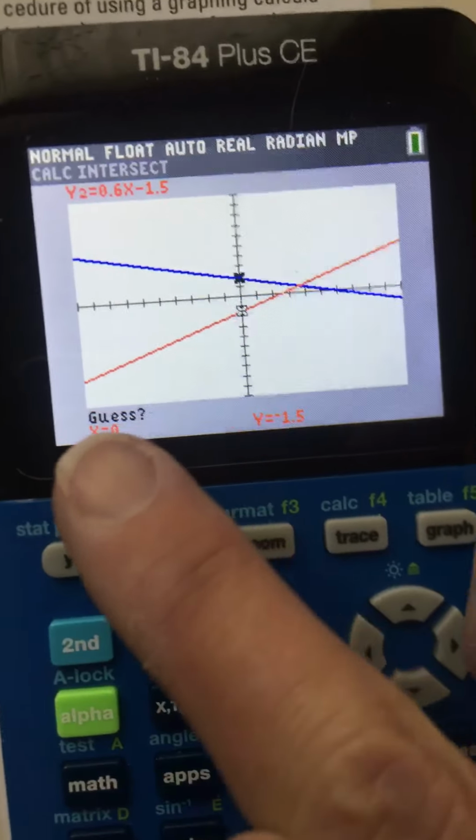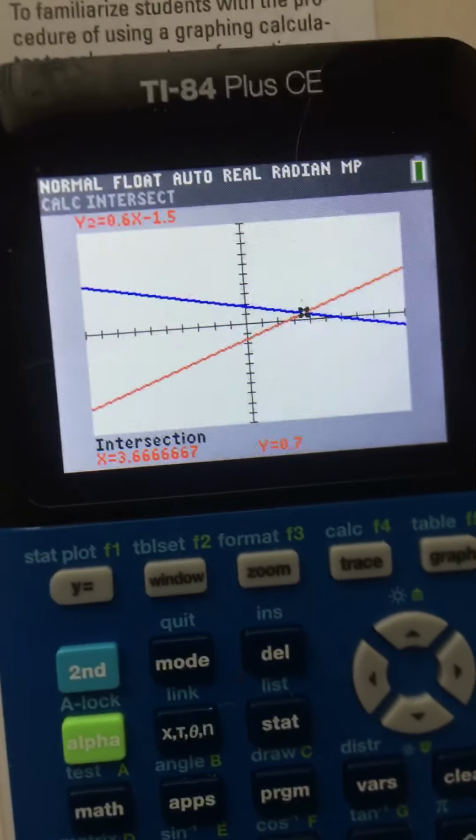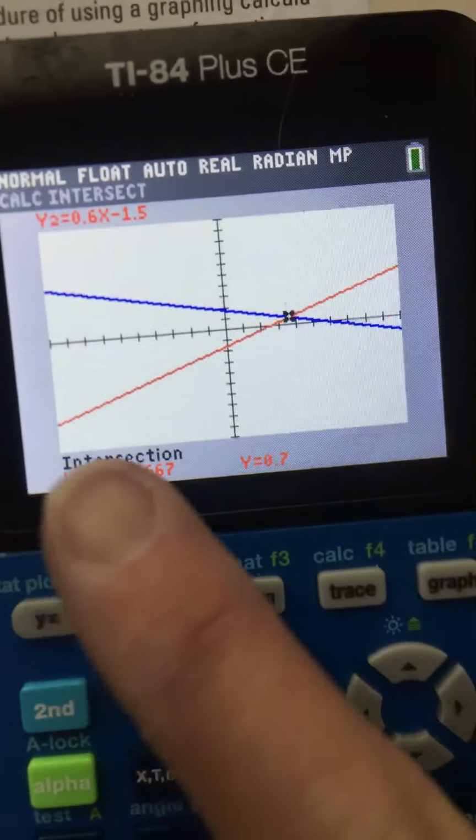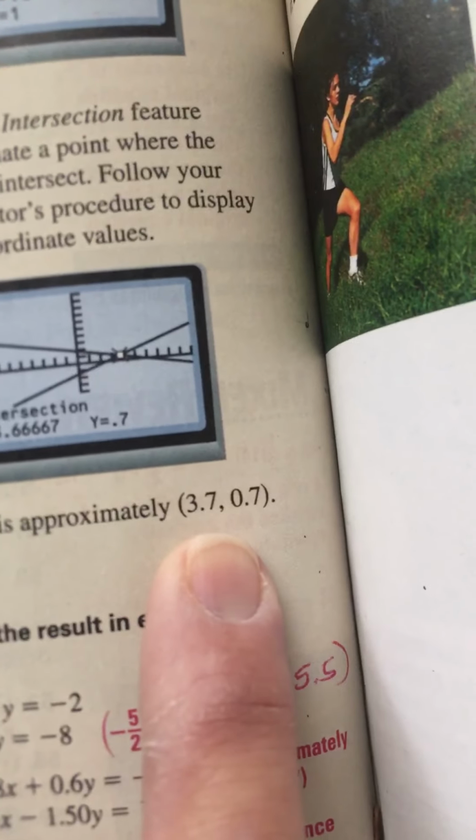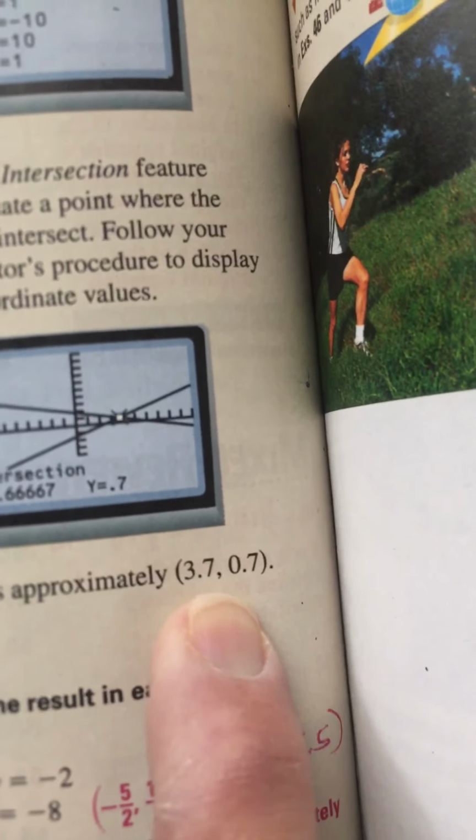So do I want them to guess? See where it says guess? Yes, I do. And it guessed that the answer is 3.66667, that's 3 2/3, and 0.7. So now we check and see if we got it right. Dun, we did. That's the ordered pair. That's the answer.